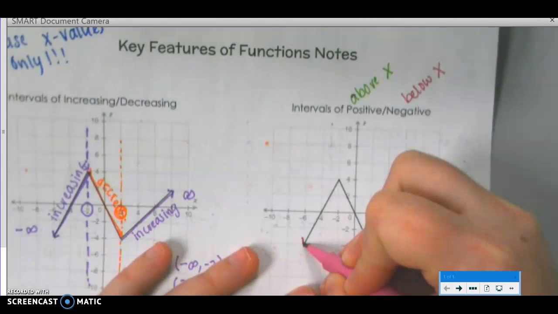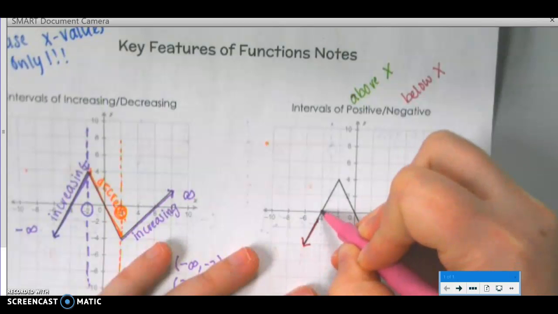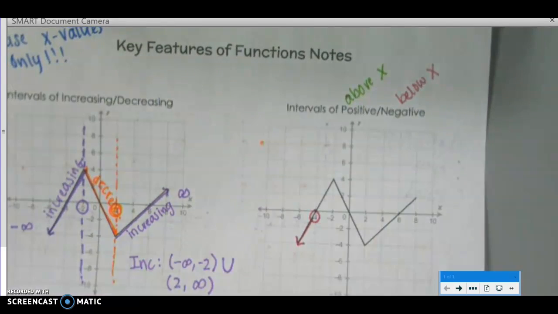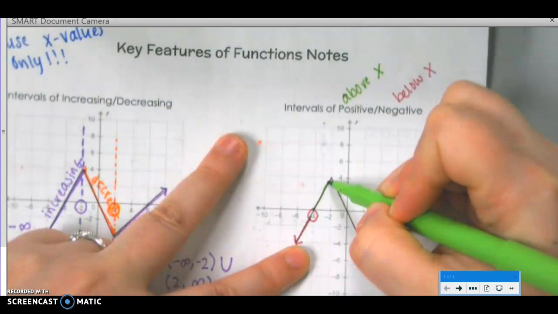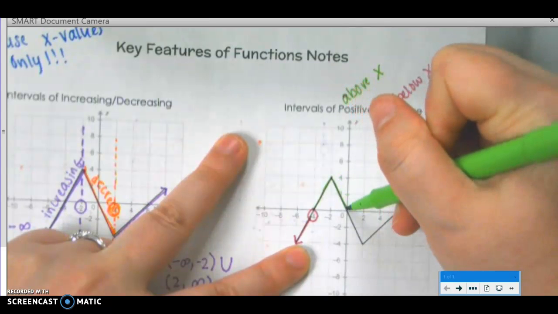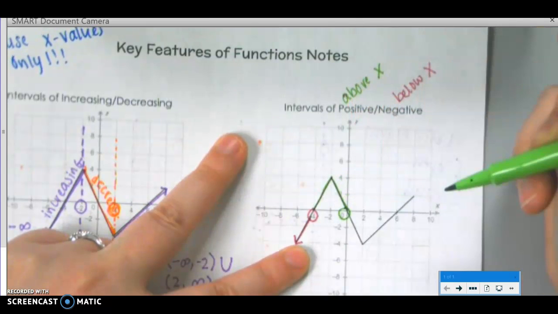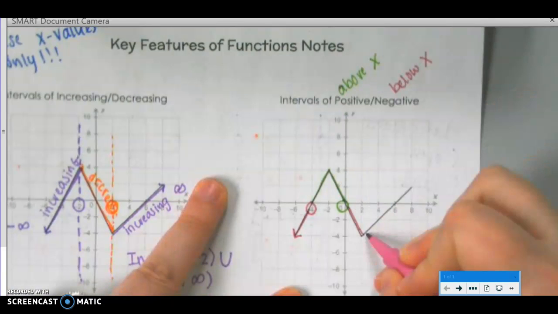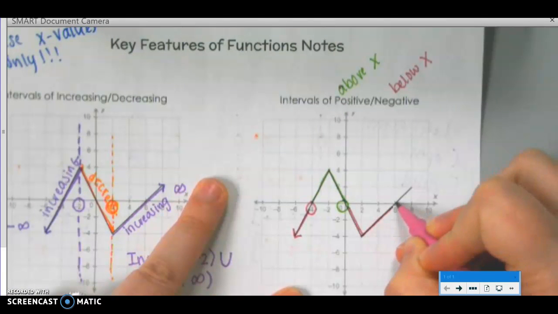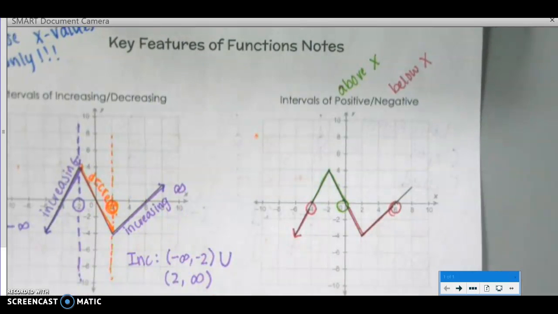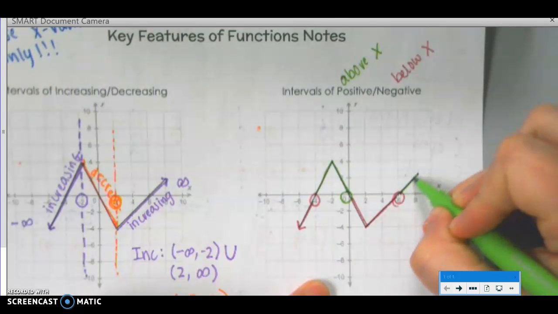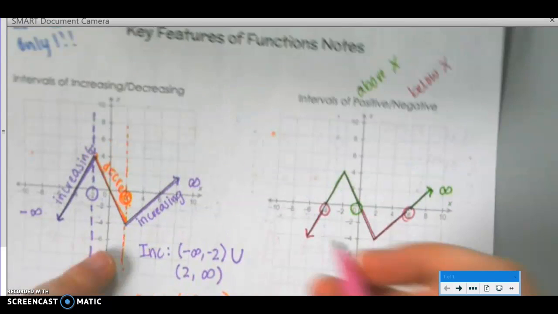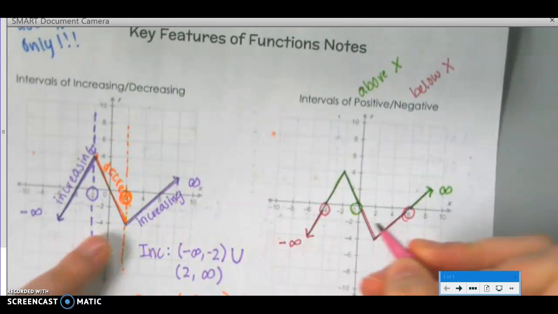So again, starting on the left, this is below the x-axis until I get to -4. This is above until I get to 0. Then it goes below until I get to 6. And then it's above forever and ever and ever. So again, the right arrow is infinity, the left arrow is negative infinity.